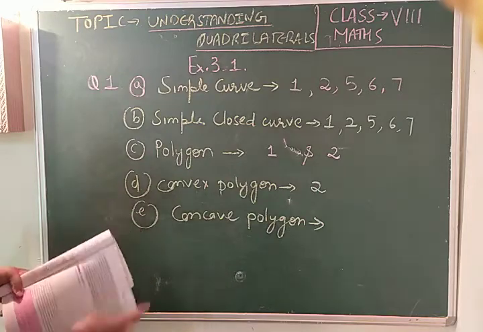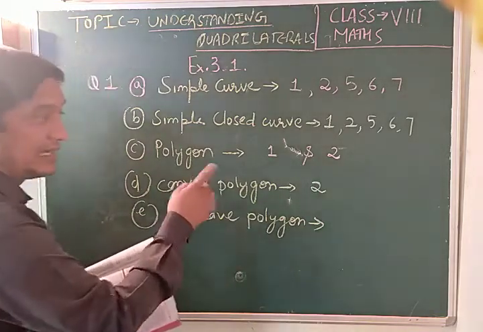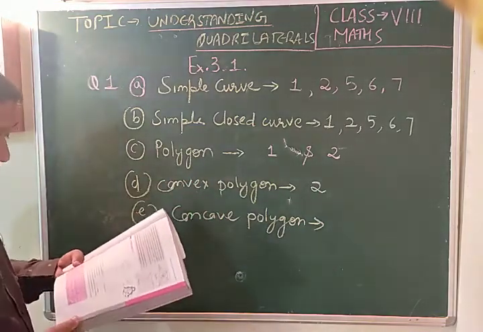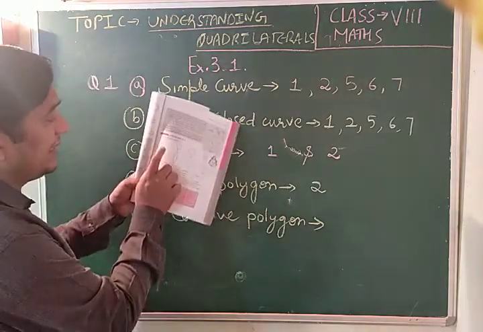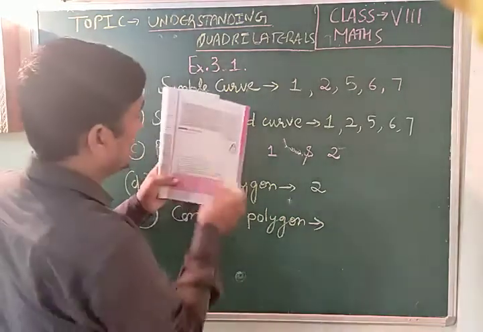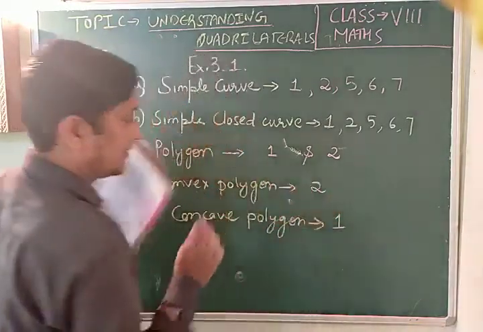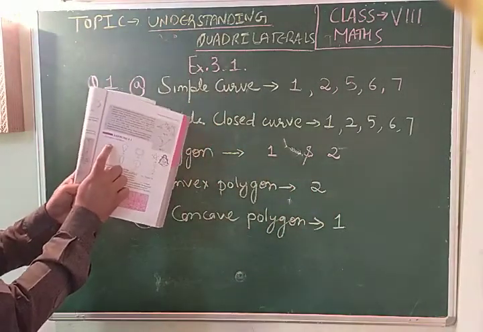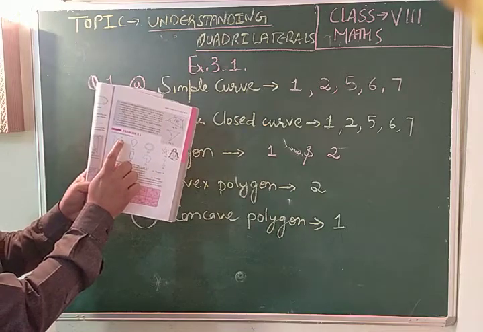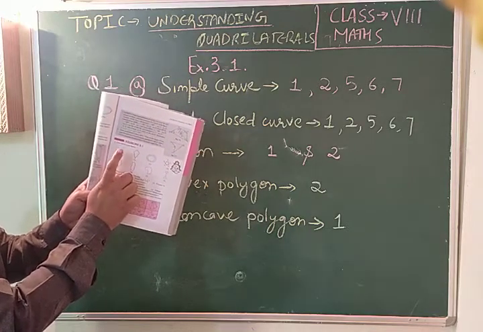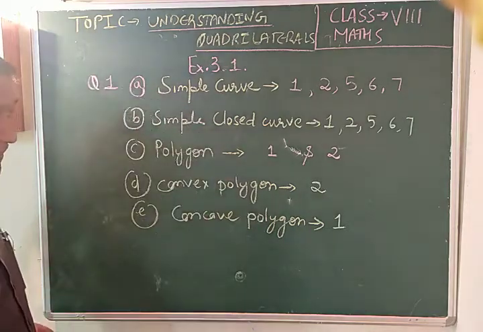Next is concave. Concave polygon means whose diagonal lies outside the figure. So here only one figure is that, figure number 1. Here one of the diagonals is outside. So the answer is 1. The first figure is what? The first figure is concave polygon.